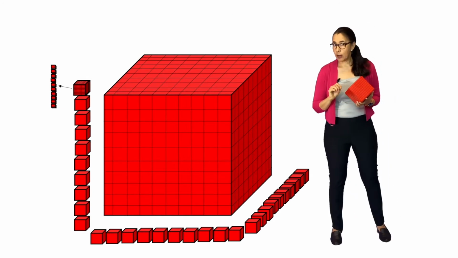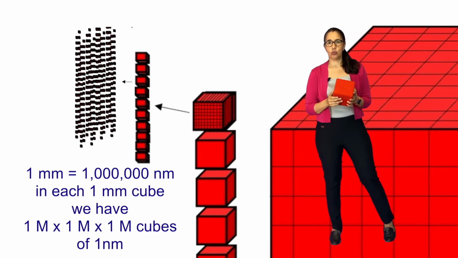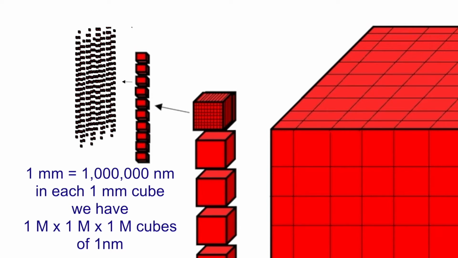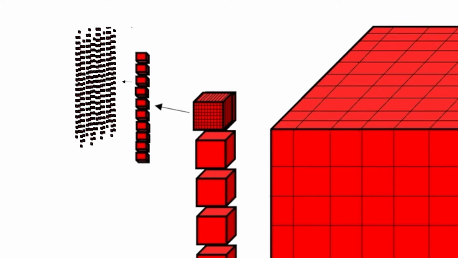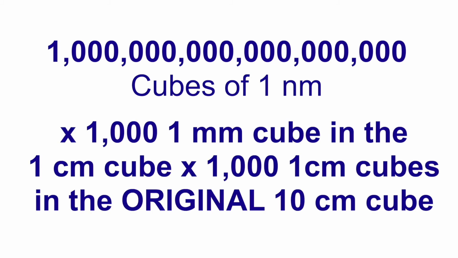Wow. Well, how about if each one of those 1 millimeter cubes we divide into nanometer cubes? 1 millimeter is equal to 1 million nanometers. So in each cube of 1 millimeter in length, we will have 1 million times 1 million times 1 million cubes of 1 nanometer. It's getting a bit complicated, right? Well, we will have 1 times 10 to the 18 power cubes of 1 nanometer in length. And as we saw, we have 1,000 cubes of 1 millimeter in the 1 centimeter cubes, and we have 1,000 1 centimeter cubes in the original 10 centimeter cube. Okay, you can pause and do the math.